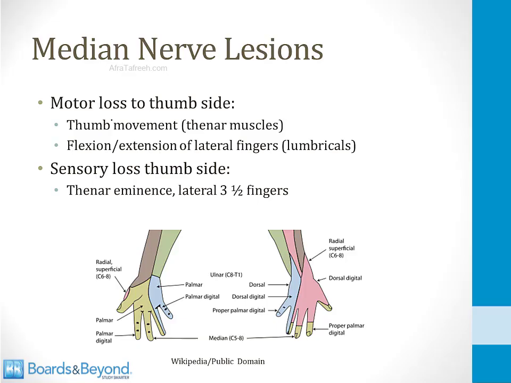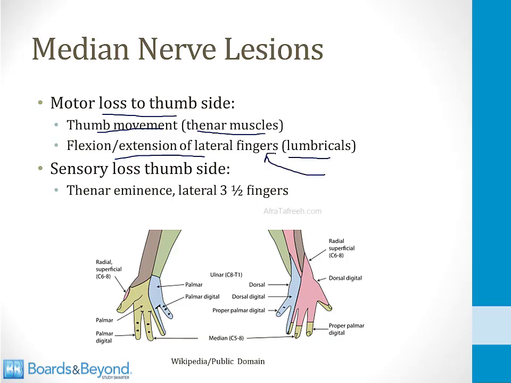So in a median nerve lesion, you can see motor loss to the thumb side. This can include problems with thumb movement. That's because the thenar muscles are innervated by the median nerve and they move the thumb. This can also include problems on flexion and extension of the lateral fingers. Those are the 2 fingers closest to the thumb, and that's because the lumbrical muscles are also innervated by the median nerve for the lateral fingers.